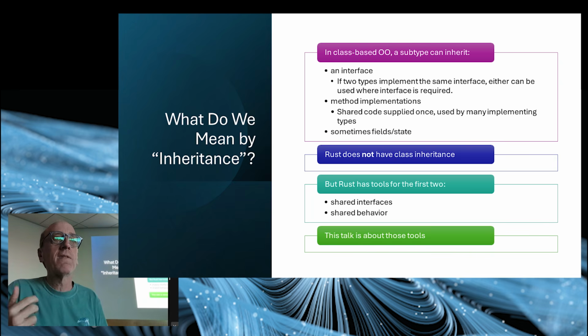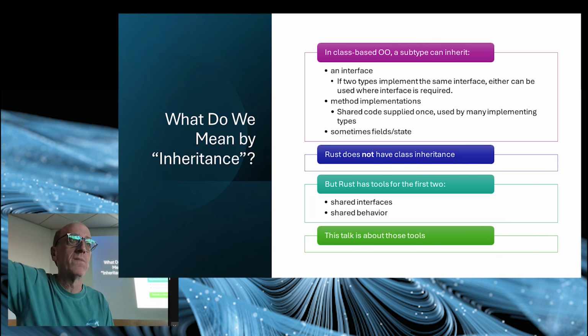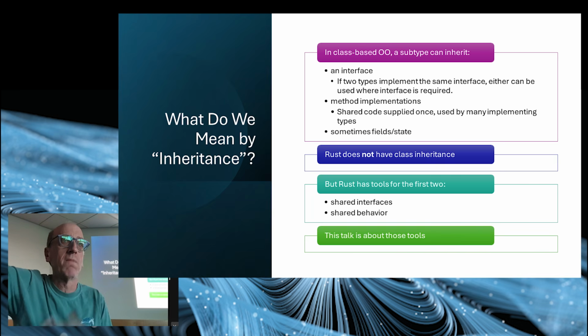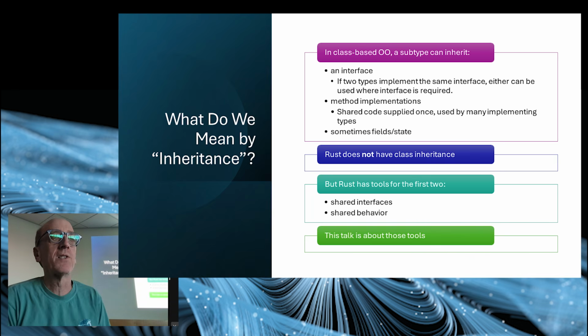Another thing that a subtype can get from a supertype is code. If the supertype implements something, then the subtype will be able to call it. And finally, in some cases, if the supertype has fields, then the subtype will also inherit those fields.